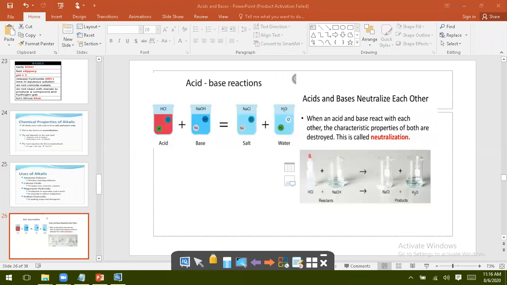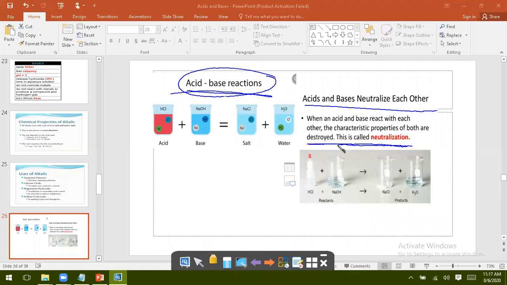When an acid reacts with a base, the type of reaction is called neutralization. It is a double displacement reaction, but since it involves an acid and a base, it's specifically called a neutralization reaction. When an acid and a base react with each other, the characteristic properties of both are destroyed. The hydrogen ion concentration and hydroxide ion concentration neutralize each other, resulting in a neutral solution.